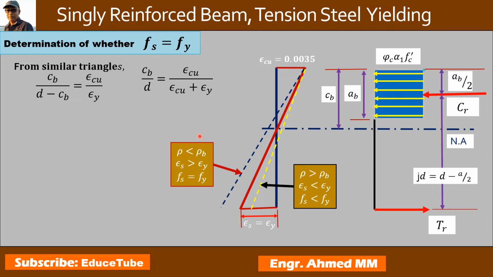The strain in the concrete we can see at the top, because this is the concrete part, the compression zone. The strain in the concrete reaches the maximum value, epsilon cu equal to 0.0035, while the strain in the steel reaches the yield strain. It means epsilon S equal to epsilon Y. This is the yield strain.